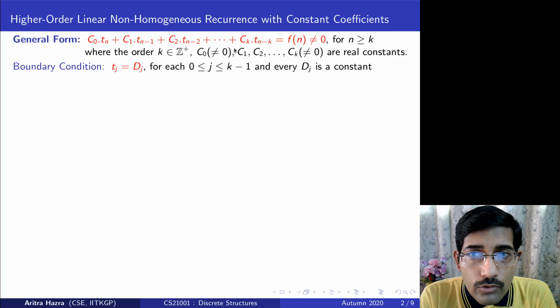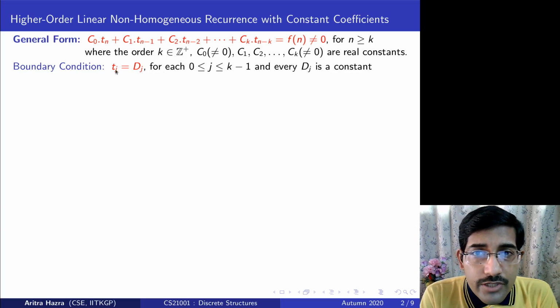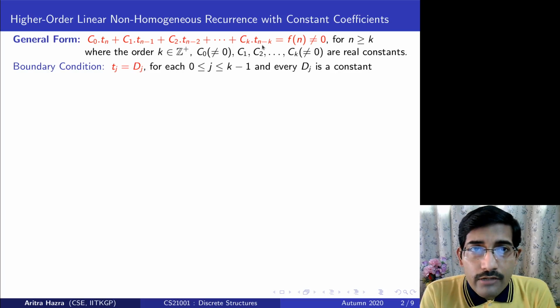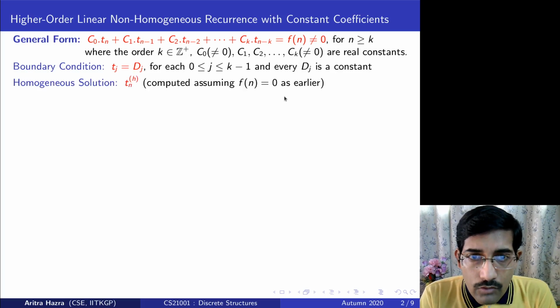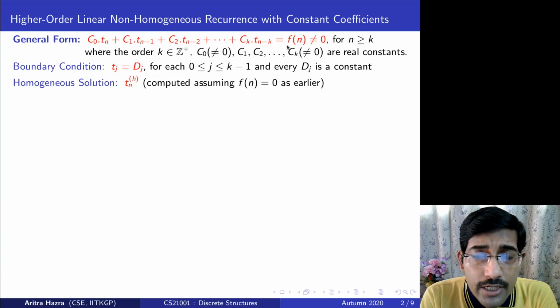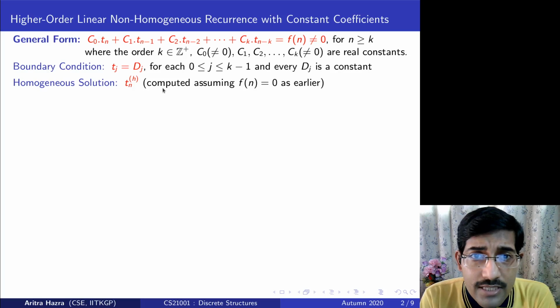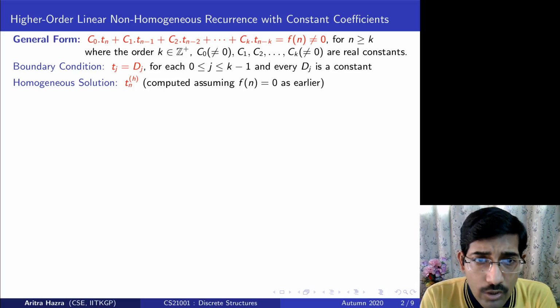And we have boundary conditions for every such k values from t0 to tk minus 1. We have a constant value here. So this is our general form of higher order non-homogeneous recurrence. What we have done is that we have a homogeneous solution of it, making it equal to 0, and we have seen the higher order homogeneous recurrence solutions and its generic form as summations over complex, real, distinct and equal roots and all.